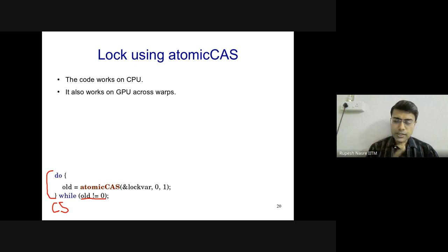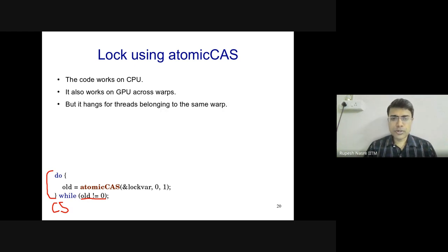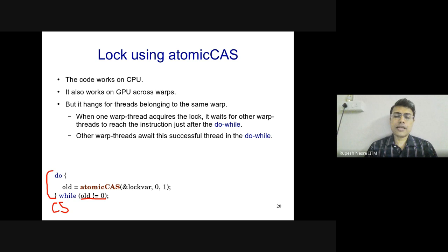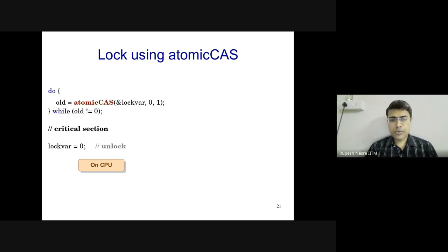Now, if only one thread has succeeded and it wants to go into the critical section, it cannot go. And the other 31 threads have not gotten the lock variable to be zero, and therefore they are stuck in the do while loop. This is a deadlock. So this code works on the CPU, but it will not work on the GPU, at least not within a warp. And we might have to remodel it to ensure that it works on the GPU as well.